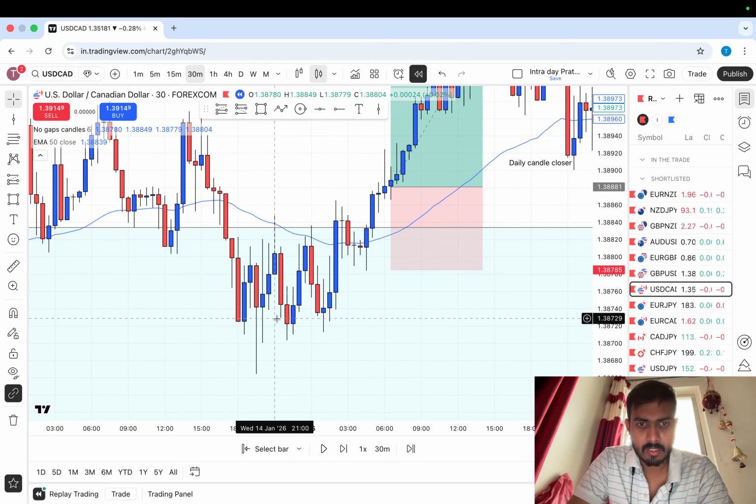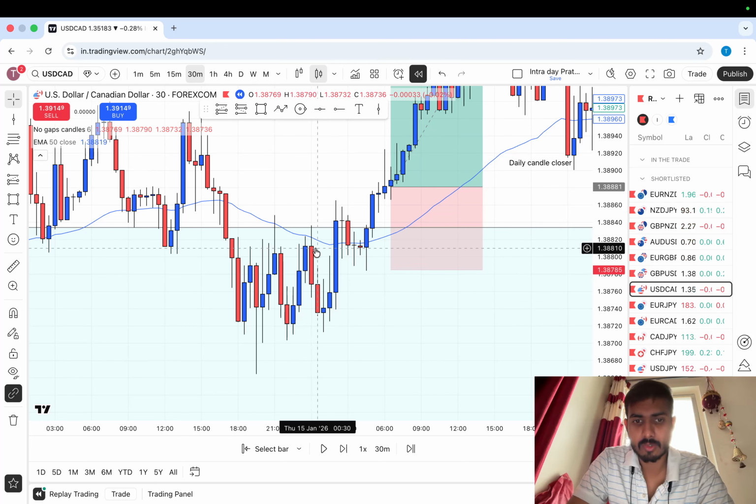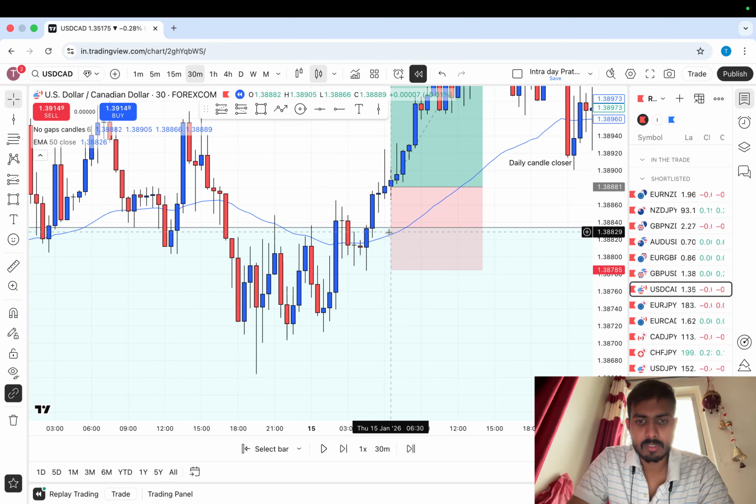So we got the lower low, and this got the break. This is the higher high, this is the higher low. We can easily take this trade, but look at the time. It's almost midnight. We don't take the trade. So I was waiting for the 6:30 opening, and here we go, 6:30 opening.